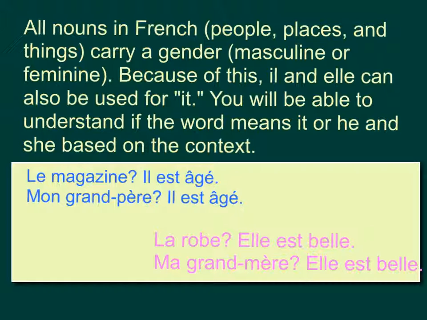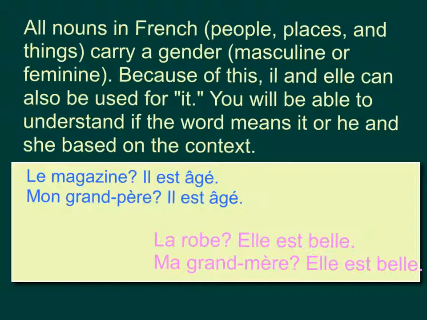We can do this with people too. Okay? Mon grand-père, il est âgé. So we know that here, il is referring to a person, it means he, because we have mon grand-père, my grandfather.